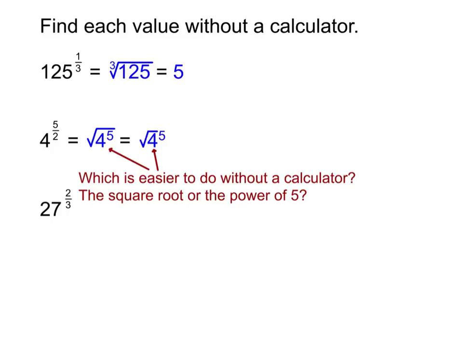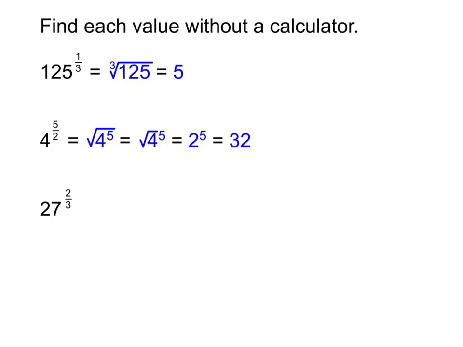And so which one would be easier for you to do without a calculator? Is it easier to do 4 to the 5th and then take the square root of that number? Or take the square root of 4 and then raise that number to the 5th? Yeah, I'm thinking it's definitely that second one. Because the square root of 4 is just 2. And I know what 2 to the 5th is. Hopefully you do as well. That's one of those values that I want you to be memorizing because it comes up so often. 2 to the 5th is just 32.